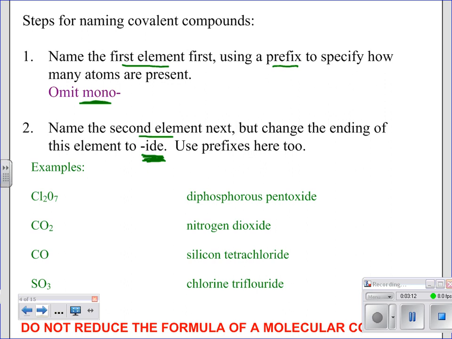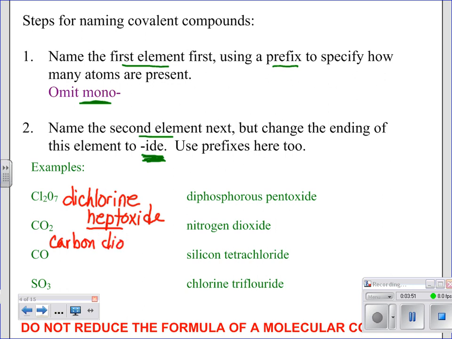So the first one, Cl2, sounds like dichlorine. Notice I did not change the ending on that one because that's my first element. And then I've got 7 oxygens, so it's going to be heptoxide. Now the other unwritten rule here is that I know my prefix is hepta, but because I have 2 vowels back to back and hepta is more than just one syllable, I chop off that A, so it just becomes heptoxide.